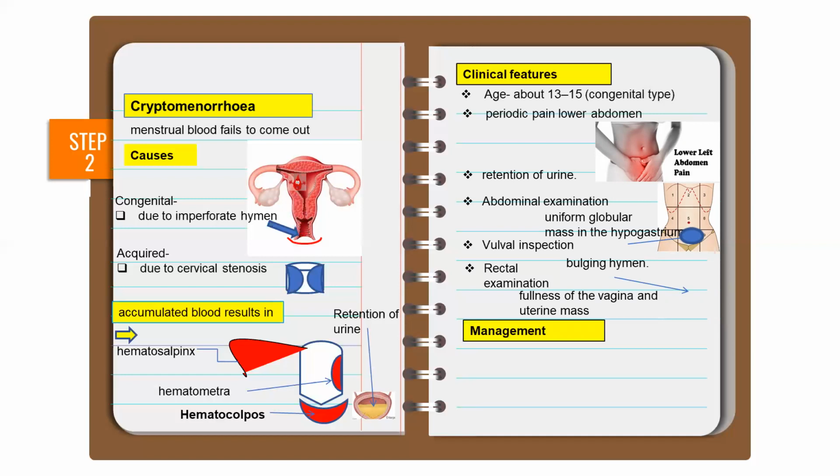How will you manage this patient of cryptomenorrhea? This is very simple. Since blood gets accumulated behind the hymen and this hymen is imperforate, if you give an incision over the hymen, then this blood will drain out, right? So a cruciate incision of the hymen. Look, this is the blood in the vagina and here you can see the hymen. If you give an incision, this is the cruciate incision, and then this blood in the vagina will drain out. So if the cause is imperforate hymen, we'll give a cruciate incision of the hymen. And if the cause is cervical stenosis, then we'll dilate the cervix. So this is the management of cryptomenorrhea.